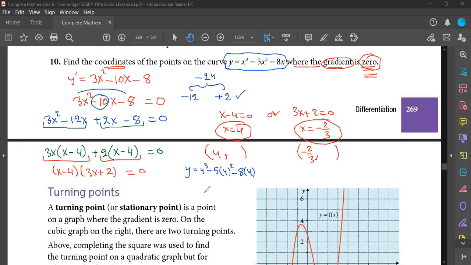Okay. And they also did this one for me: y equals negative 2 over 3, y cubed minus 5 times negative 2 over 3 squared minus 8. The first one equals negative 48. Wait. For the second one, replace every 4 with negative 2 over 3.